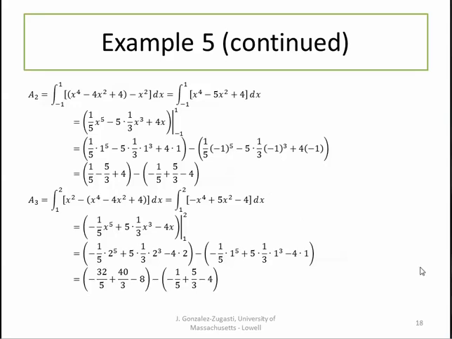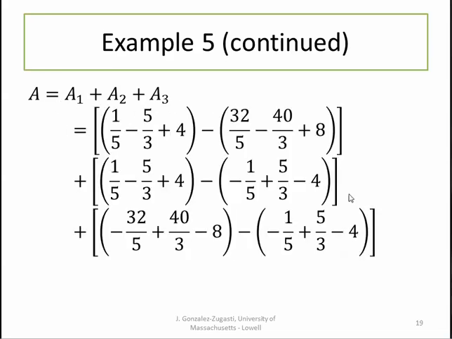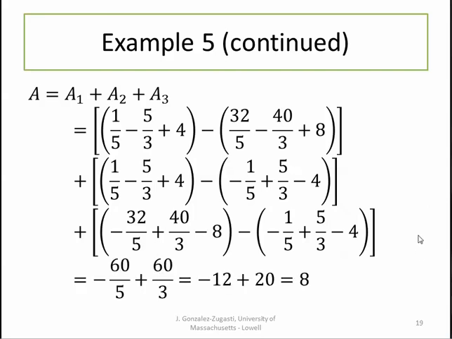Now that we have this, we're ready to find the total area. The total area is equal to the area of each of the three parts. We plug in the values we found for those, we simplify our answer, and we get that the answer is 8.